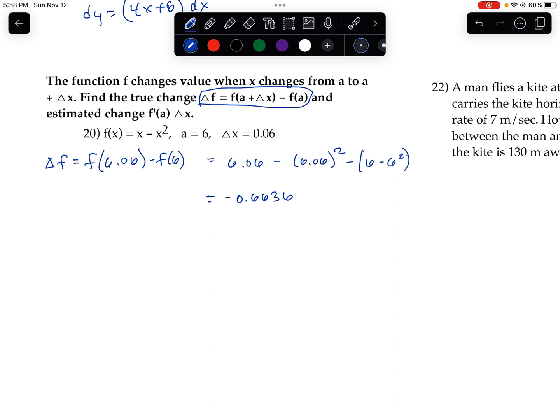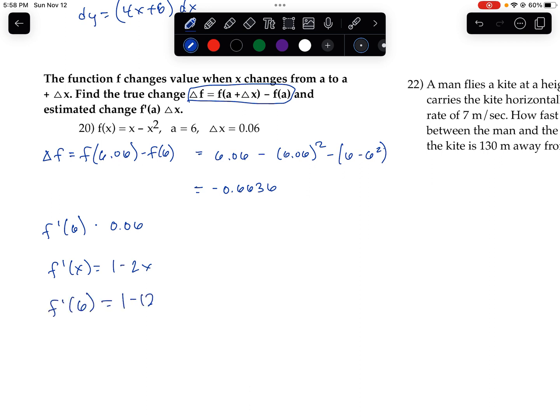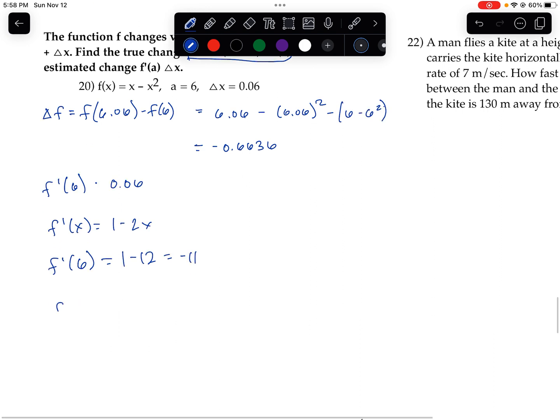And for the estimated change, we're going to do f prime of 6 times delta x, which would be 0.06. So let's find f prime of x. That's going to be equal to 1 minus 2x. And f prime of 6 is going to be equal to 1 minus 12, so f prime of 6 is going to be equal to negative 11. So f prime of 6 times 0.06 is going to be equal to negative 11 times 0.06, which is equal to negative 0.66.